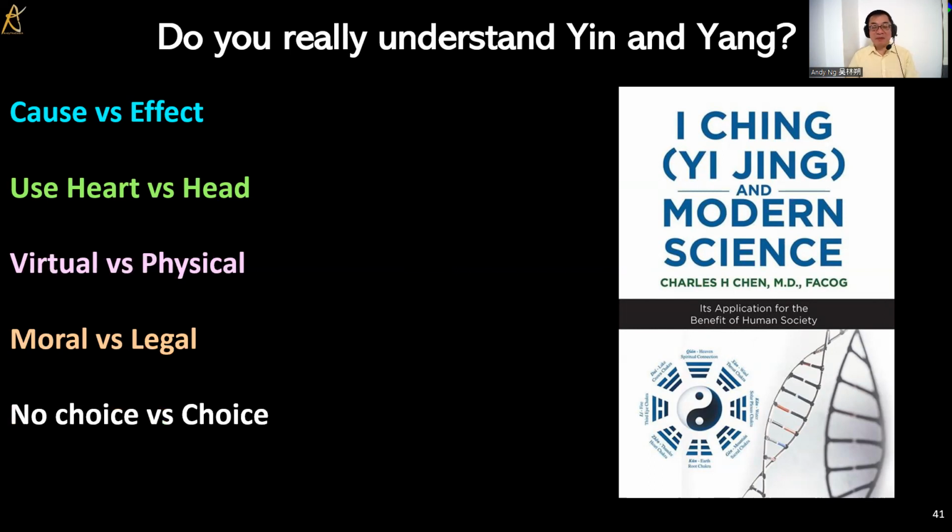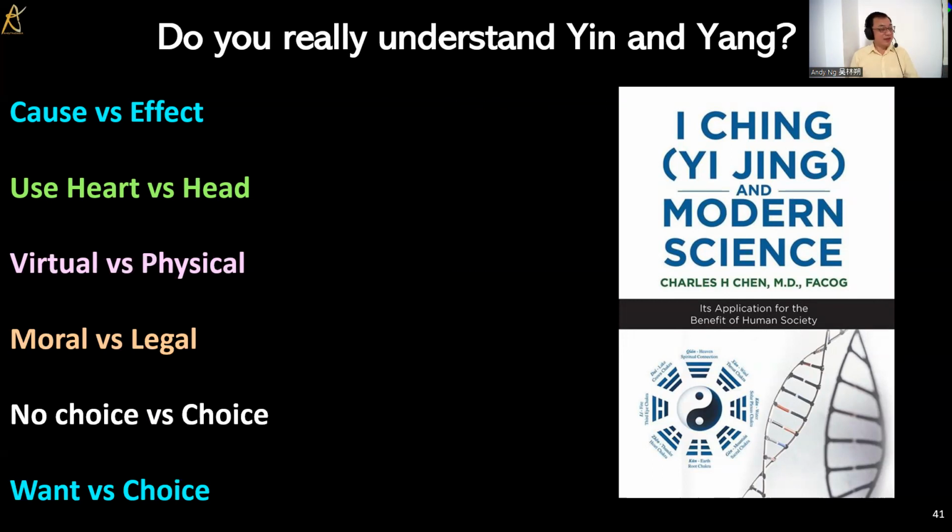At the end of the day, people always say, I have no choice. Understand that when you choose something, that's yang; when you don't choose, it's actually yin. When people say I have no choice, actually they are having a choice. They choose to not choose. That is actually yang.